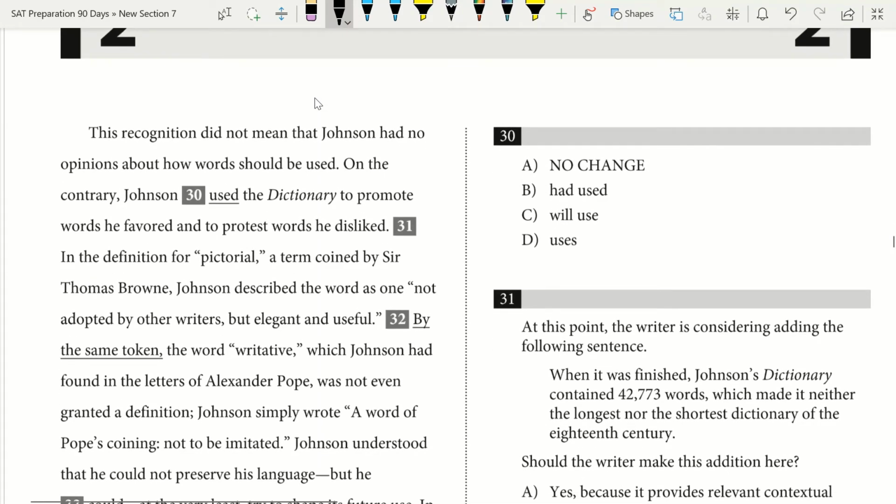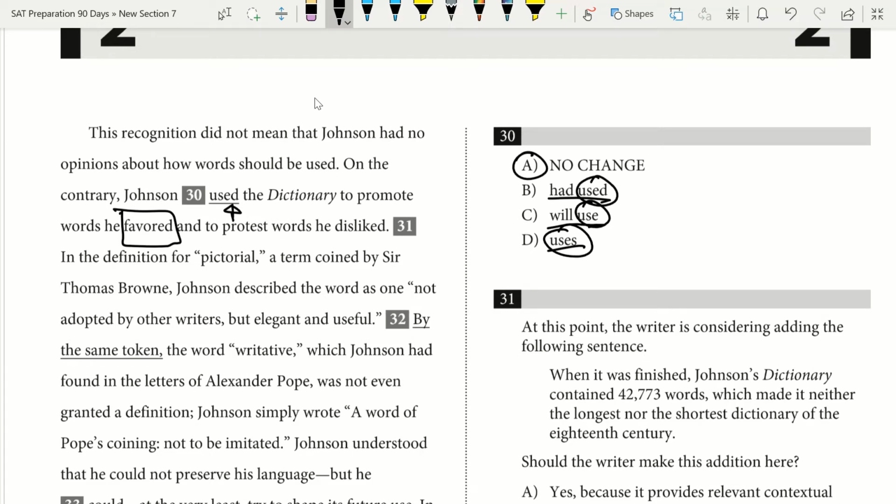So this recognition did not mean that Johnson had no opinions about how words should be used. On the contrary, Johnson used the dictionary to promote words he favored and to protest words he disliked. So A, no change is going to be our answer there. So how did I recognize that, and what can you do to recognize that as well when you take the SAT? All right, well, here's what I looked for. I understood that this was going to be a tense question because I saw I had used, will use, and uses. All of those have the word used in them in some sense.